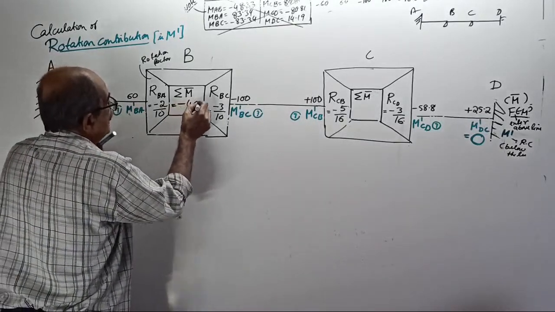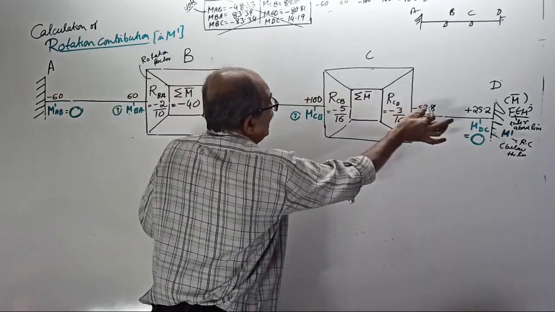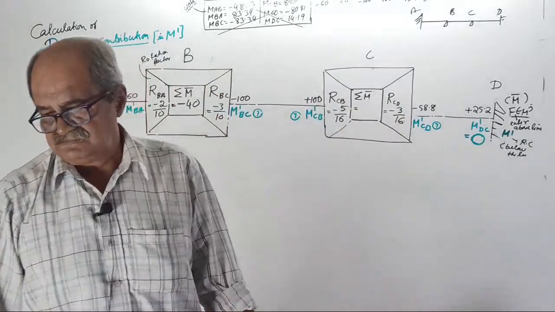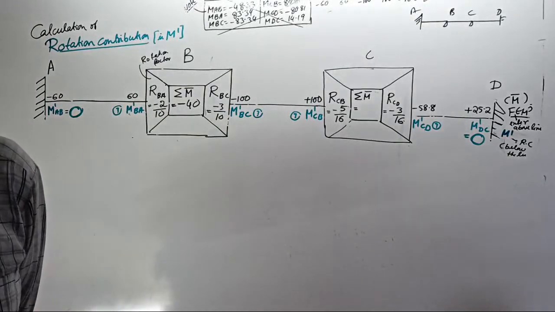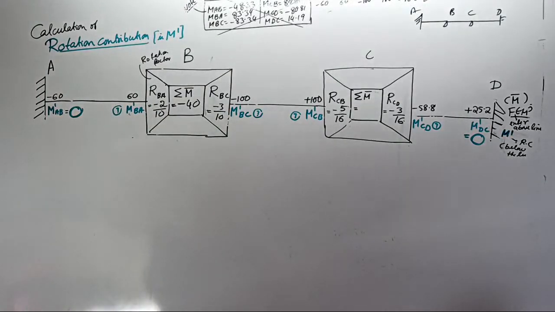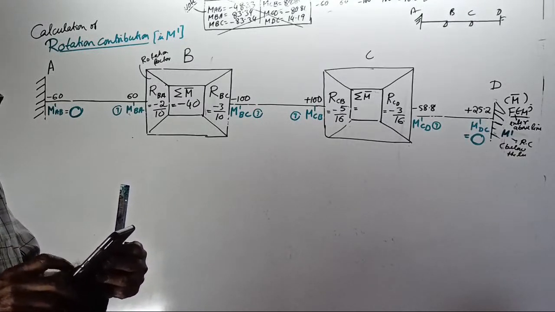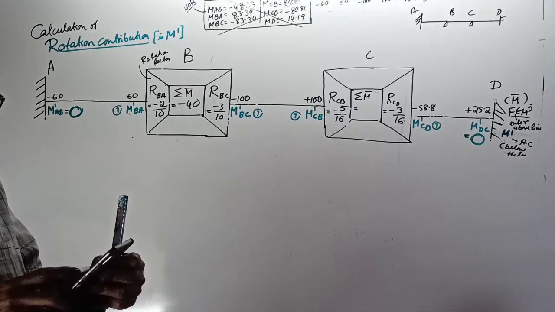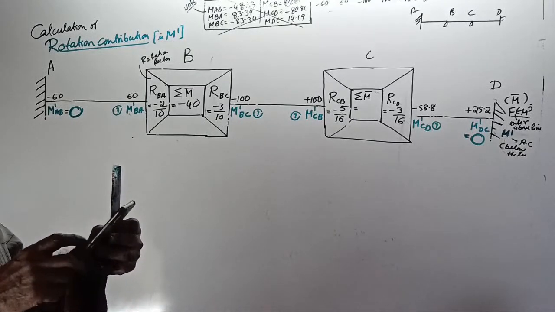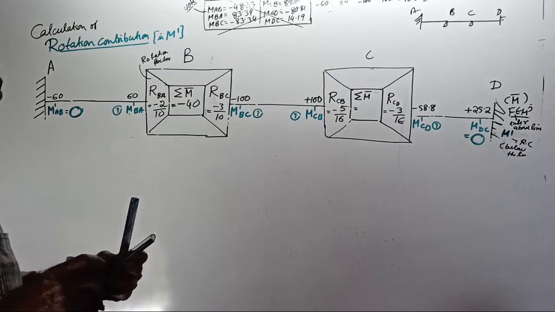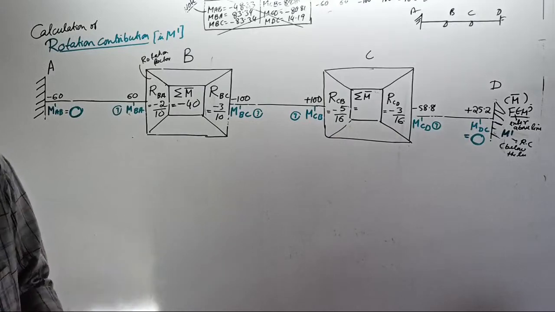Minus 40. Same way here. Sum of the FPMs here. Answer. Minus 40. Other joint. Sum of FPMs there. Other joint. Plus 100 minus 58.8, plus 100 and plus 41.2.